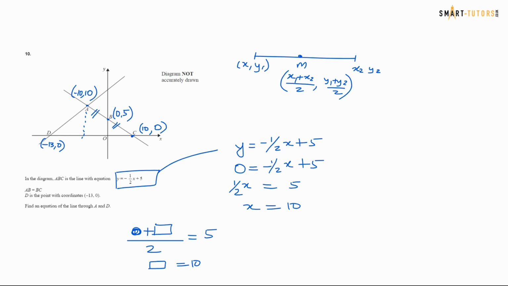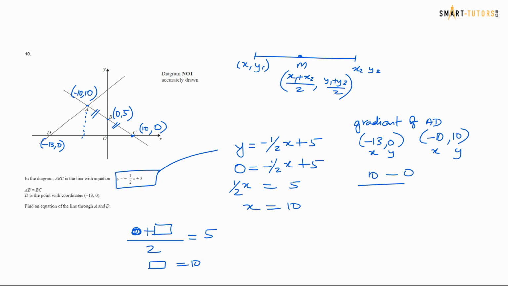So now we can find the gradient of AD. For the gradient of AD, (-13, 0) is one of the coordinates, and (-10, 10) is another coordinate. So this is x, this is y, this is x, this is y. So the difference of y: 10 minus 0, divided by -10 take away -13. So 10 take away 0 is 10. Minus times minus is plus, so 13 take away 10 is 3. So 10 over 3 is the gradient of that line.